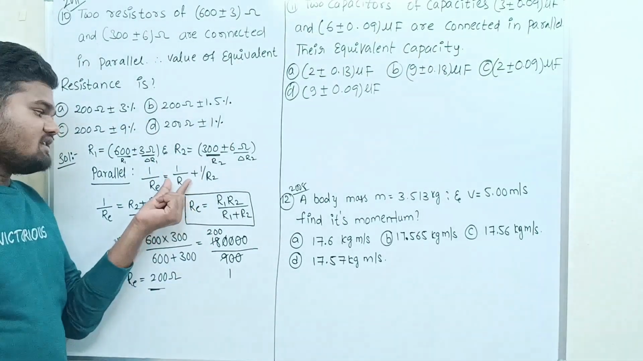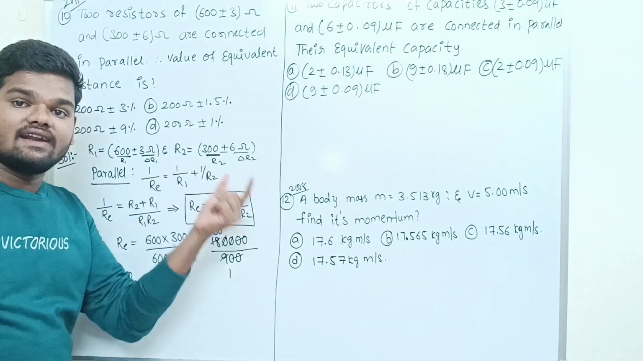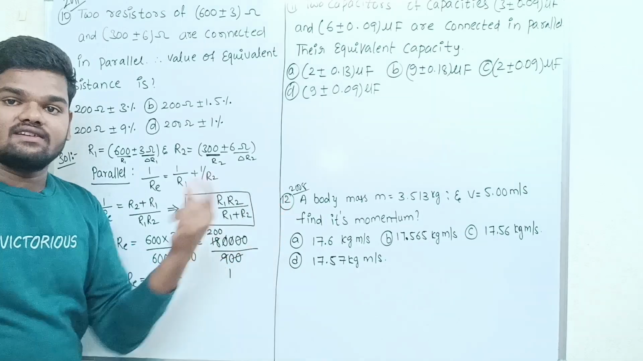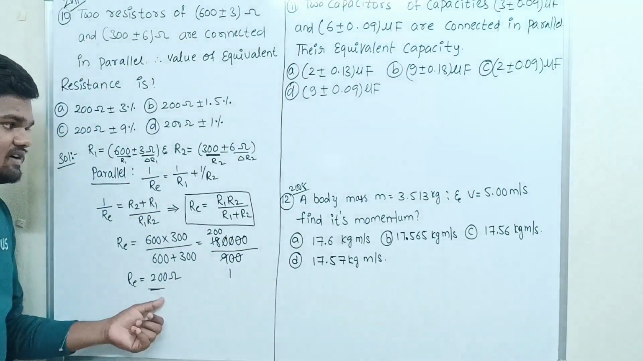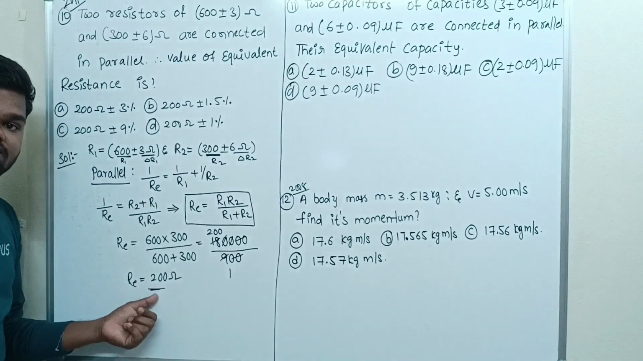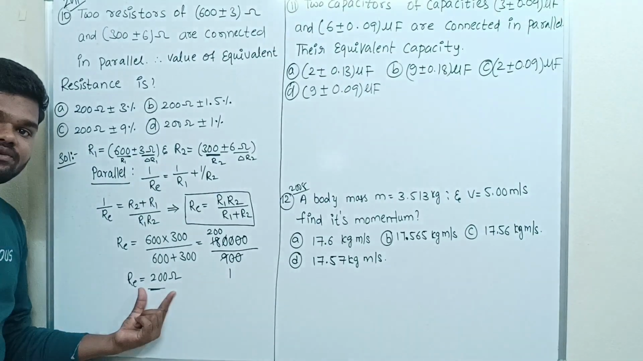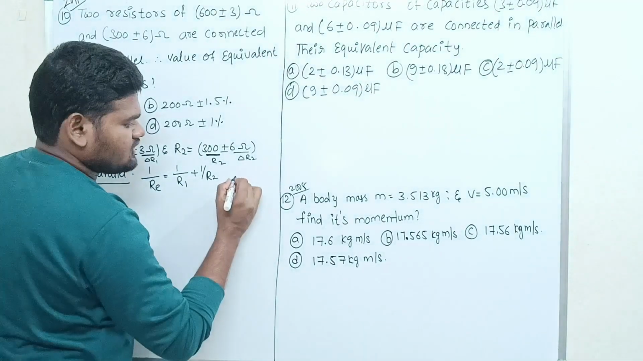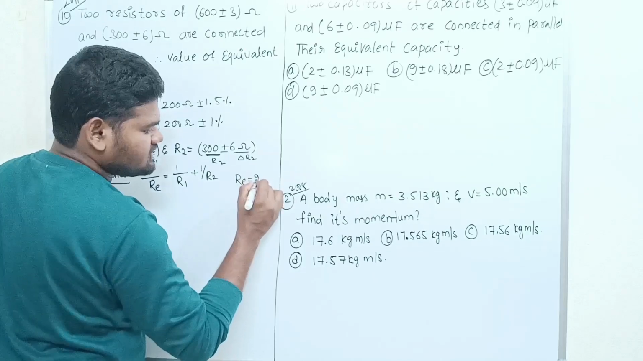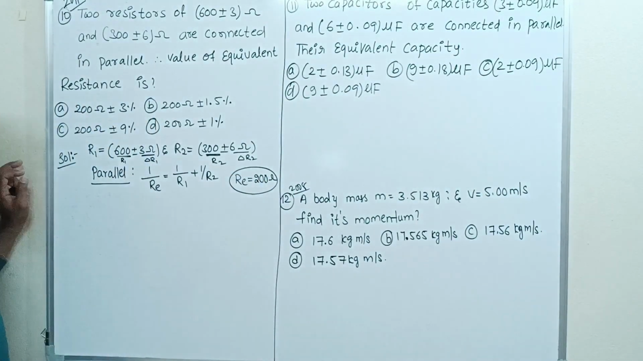From this condition we have to make differentiation on either side. That gives delta R by R into 100, and then we will get the percentage error. So write down 3 2 1. Okay, so the value of R equivalent we got is 200 ohms, right? So now we have to find the percentage error.